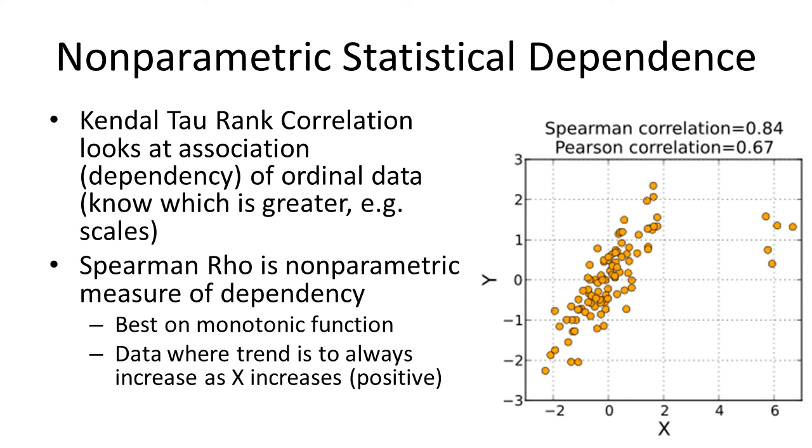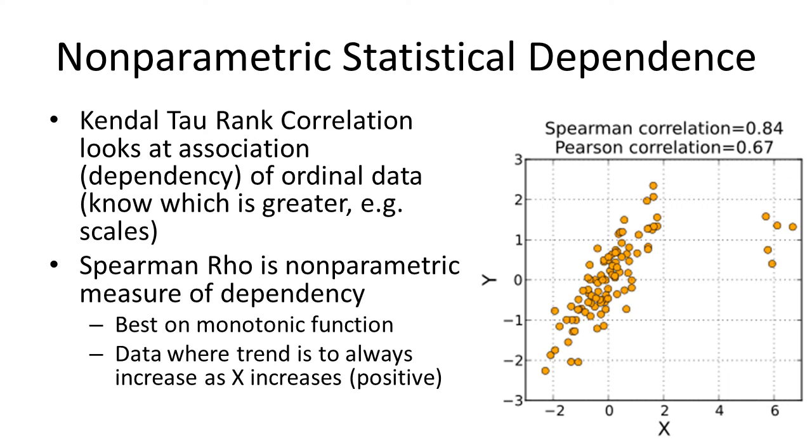You can also do nonparametric statistical dependence that doesn't assume that you have some known distribution. So there's the Kendall-Tau rank correlation, which basically looks at the dependency of ordinal data. In those cases, as I mentioned before, that's like movie reviews. You know which one's greater or less than, but it's not actually like real numbers where it's continuous. And then there's also Spearman rho, which is a nonparametric measure of dependency as well.